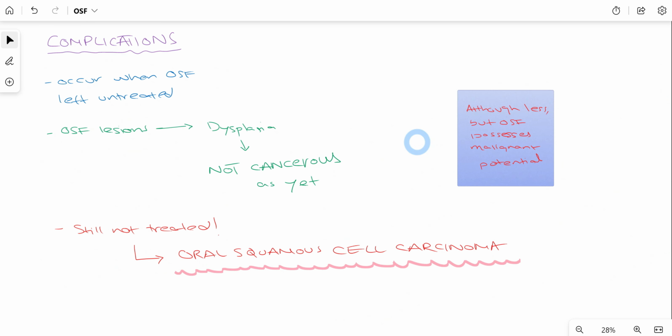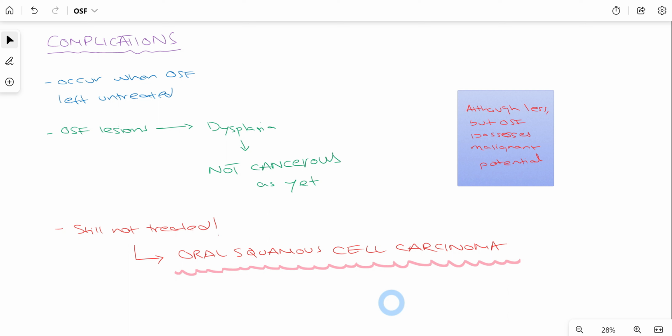Now, if the patient is not treated on time and the treatment has been delayed, there are some complications, and those complications are even worse than OSF itself. The most important complication that occurs when the patient has OSF and the disease is left untreated is that it undergoes dysplasia. And that dysplasia is not yet cancerous. It may lead to cancer, but it's not yet cancerous. So, if it's still untreated, then it leads to oral squamous cell carcinoma, which is a cancer of the oral cavity.